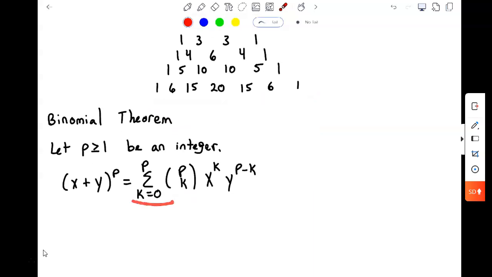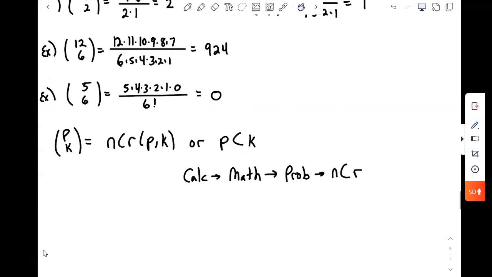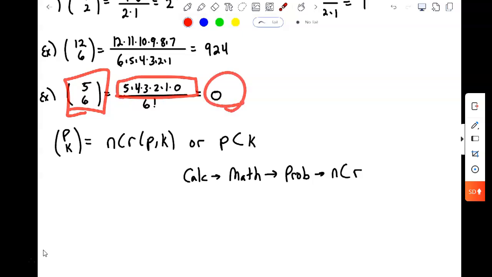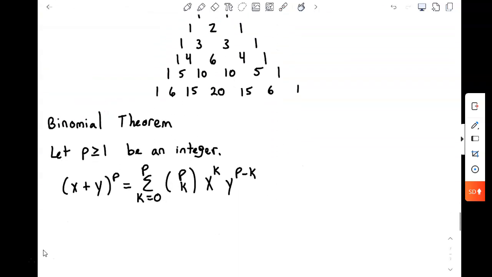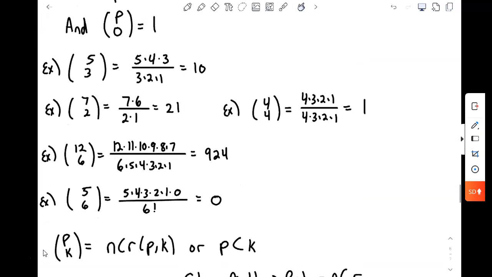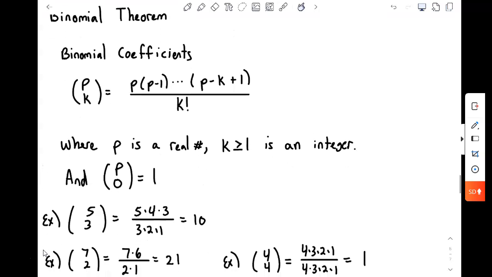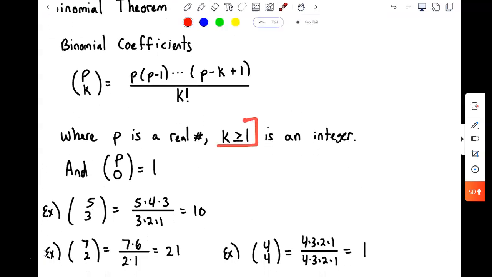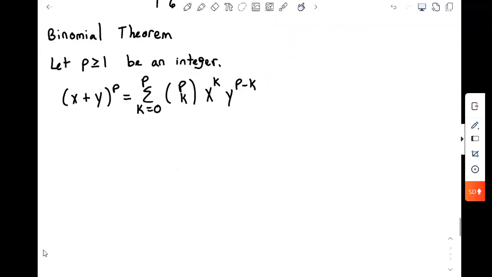We can just do the sum as k equals 0 to p. And we can stop there because we don't need to go any further. If k is bigger than p, as we saw with our 5 choose 6 example, that's going to bring in a 0 to make the whole thing 0. So anything above p isn't going to matter. And of course, k has to be greater than or equal to 1 for that formula, or 0, in which case we know that term is 1. So that's the binomial theorem.